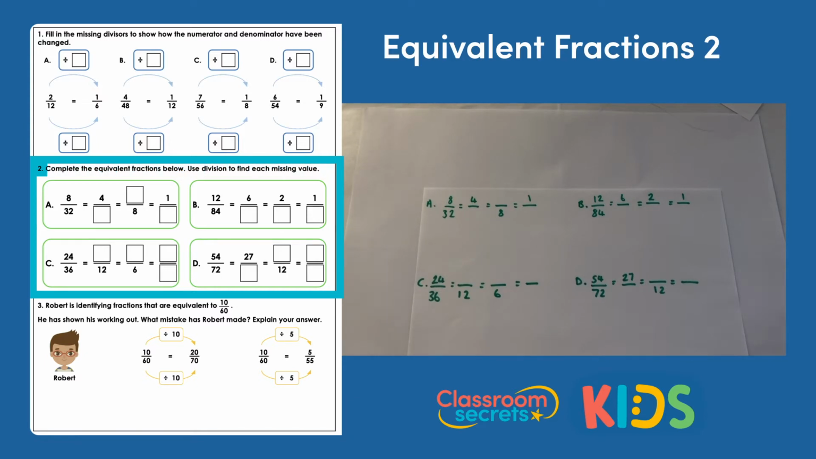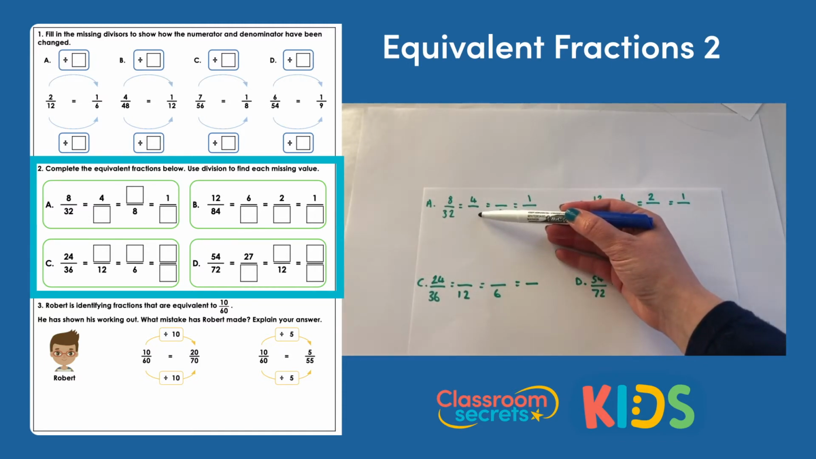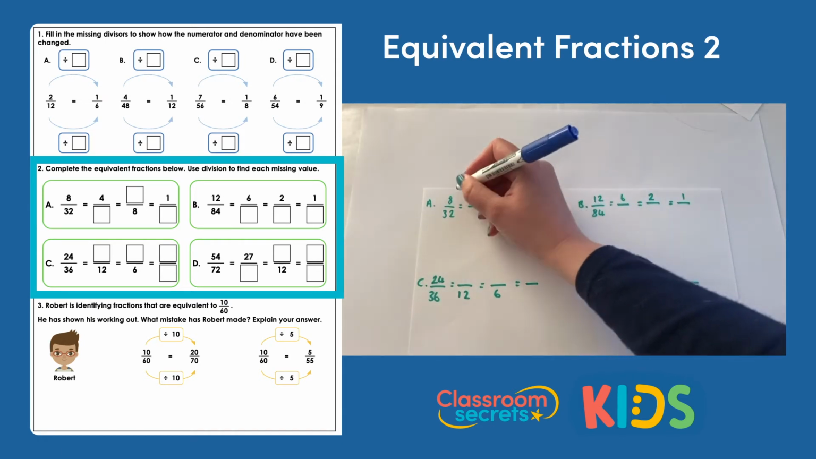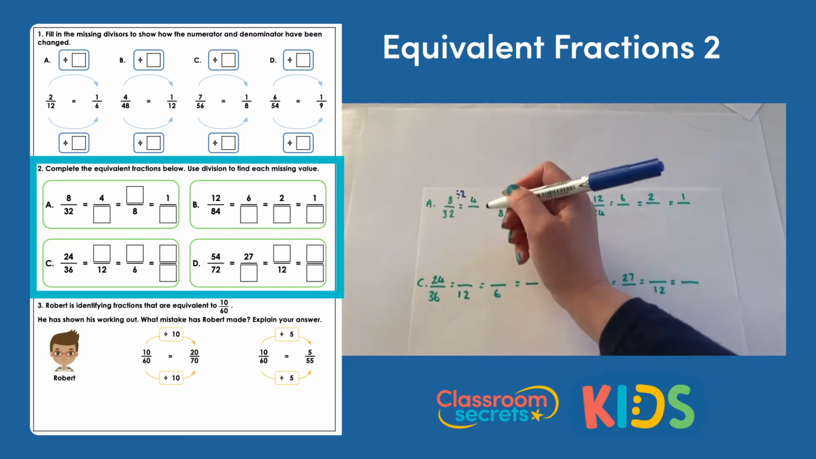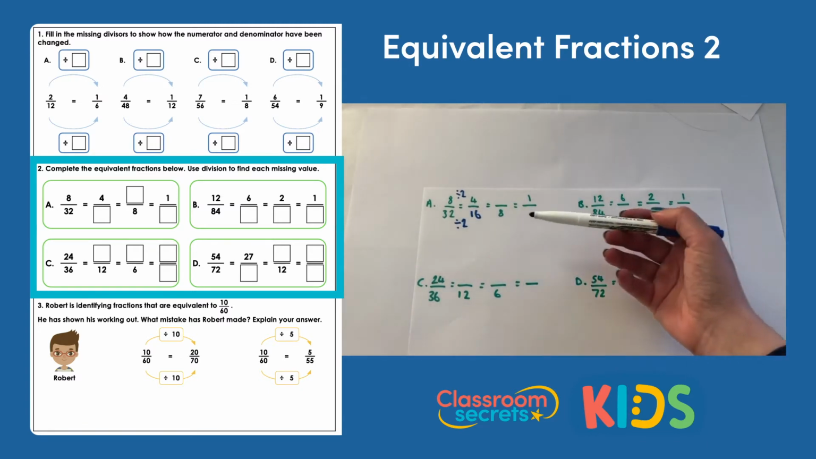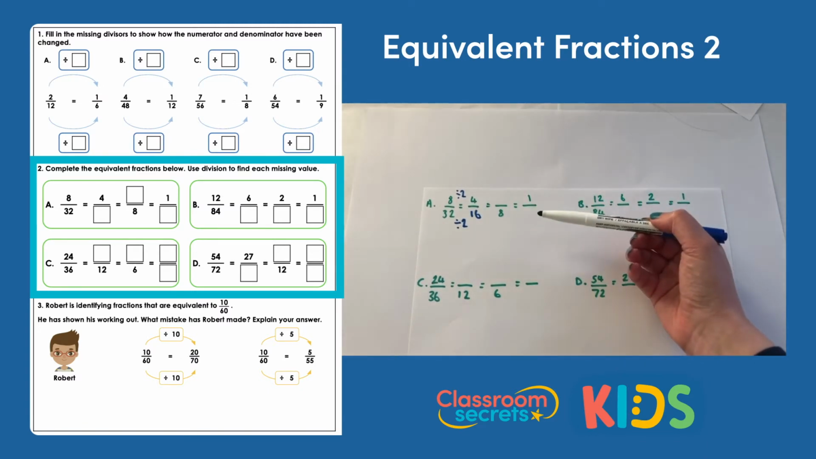So we'll start with A, where our first fraction is 8/32. We then need to look at how we get from that first fraction to our next fraction along, and for this one, we're looking for the missing denominator. So to get from 8 to 4, I know that we've divided by 2. So we need to apply the same to the 32 here. And 32 divided by 2 is 16. So now we have 4/16.